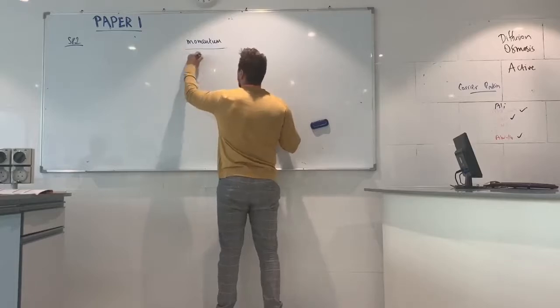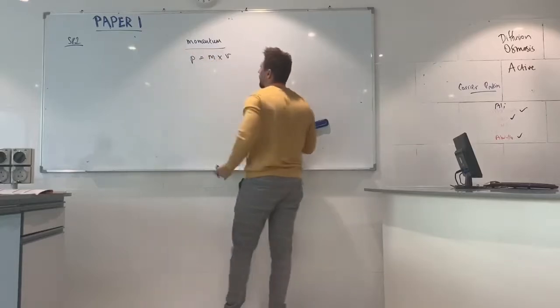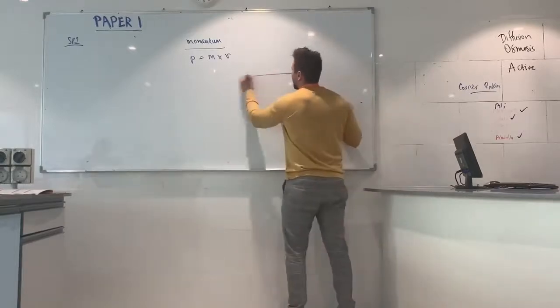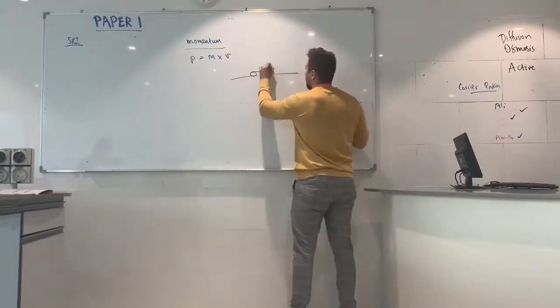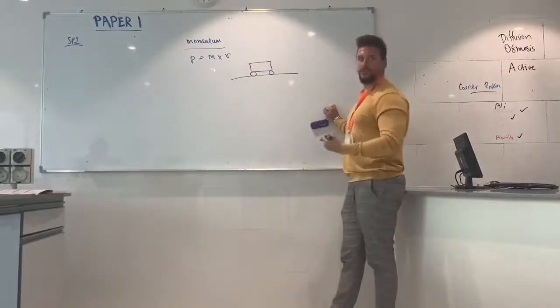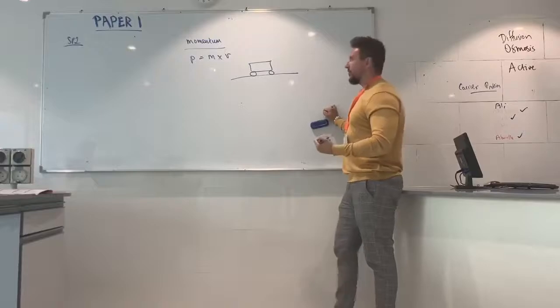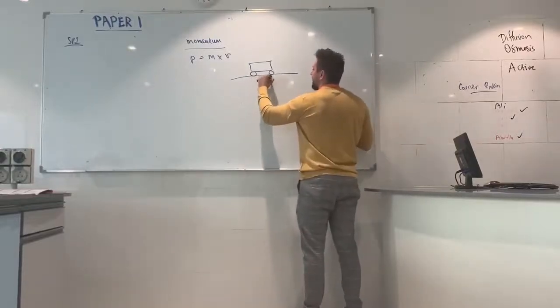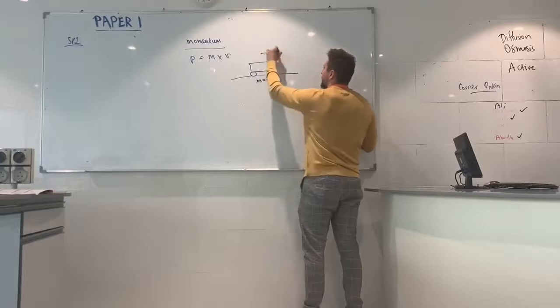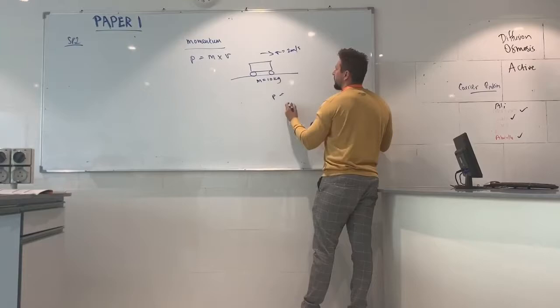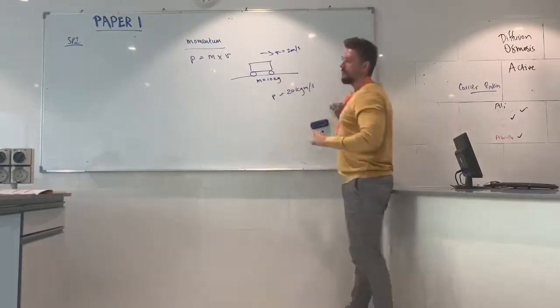Equation, P equals mass times velocity. The momentum of an object is essentially just a quantity that determines what is the mass of this object and how is it moving. So something to do with the object's speed and its mass. If we say the mass of this is 10 kilograms, it's travelling this way with a speed of 2 meters per second, then I can tell you that the momentum of this object is 20 kilograms meters per second.